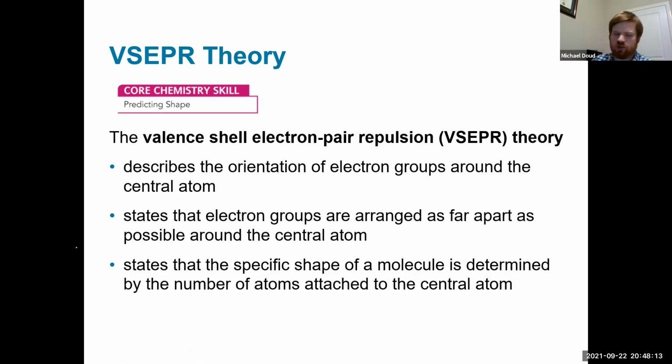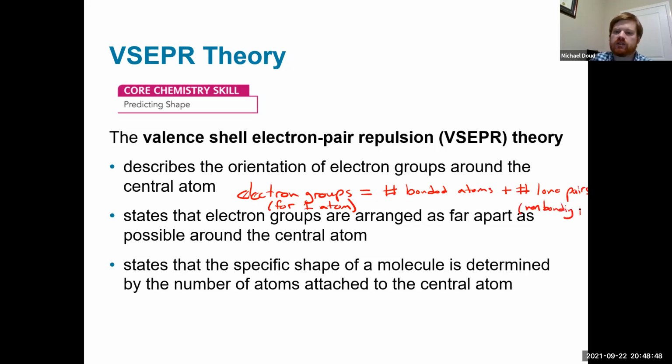Now, let's do a quick definition before we lose it. The electron groups for a particular atom. So you choose one atom, and usually it's the central atom. And the electron groups are the number of bonded atoms plus the number of lone pairs, or as we sometimes call them, non-bonding electrons, or non-bonding pairs, just to be clear.